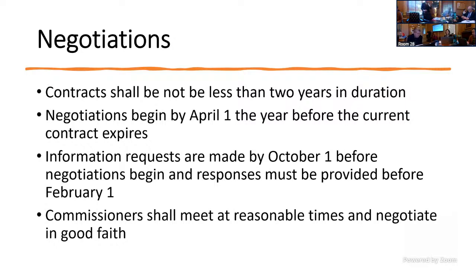And then even with a December 31, 27 expiration date, just looking at the timelines, that means by April the 1st of next year, 26, the parties will need to begin negotiations. So that means by October 1st of this year, they would start the information request process. So it is a long process.